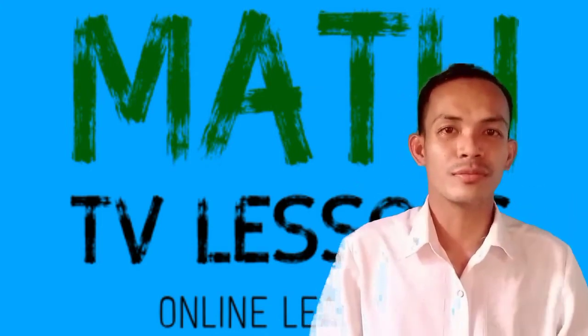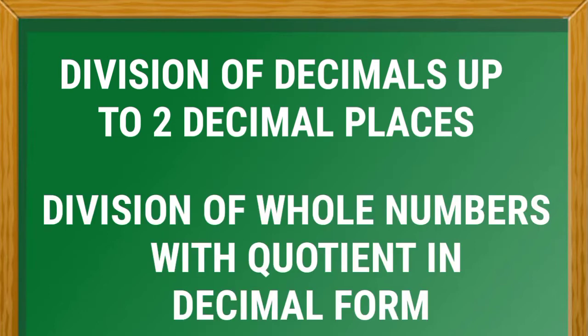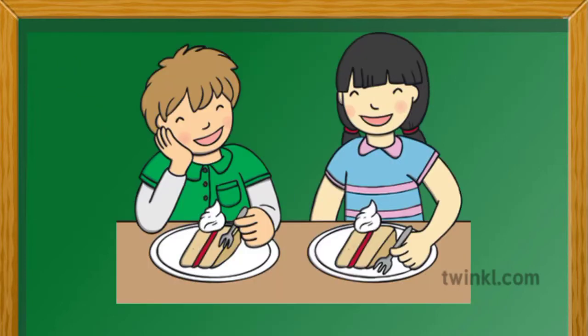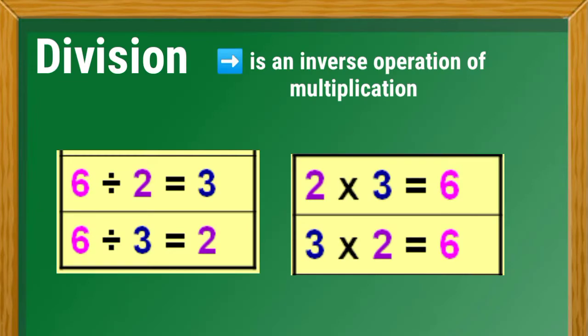Let's start our lesson. Our topic today is division of decimals up to 2 decimal places and division of whole numbers with quotients in decimal form. Some people think about division as fair sharing because when you divide a number, you are trying to create equal parts. Division is also the inverse operation of multiplication because it undoes multiplication. In multiplication, you combine equal sets to create a total. In division, you separate a whole group into sets that have the same amount.